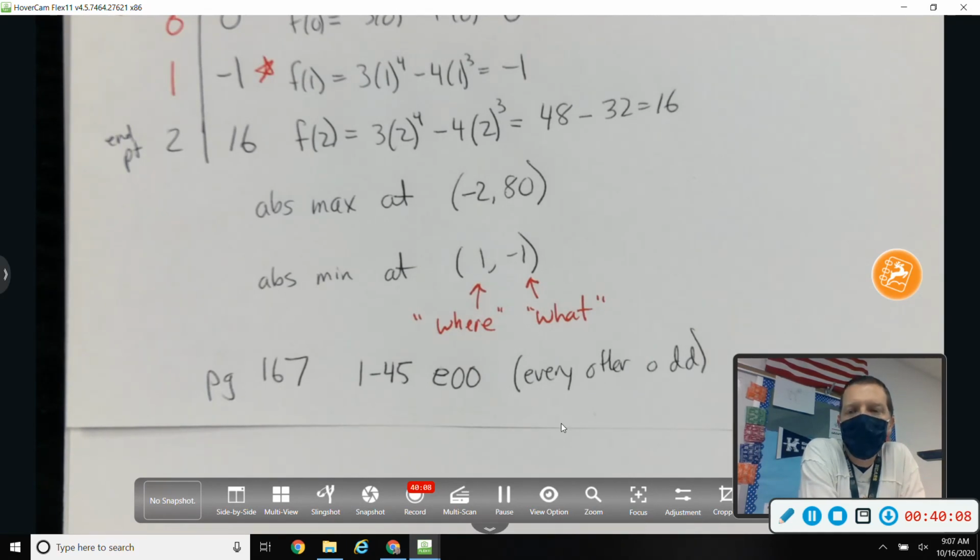All right, so longer than normal notes, but the trade-off is you get a no notes day on Monday. Well, not no notes, no new notes anyway. We'll just work some example problems.